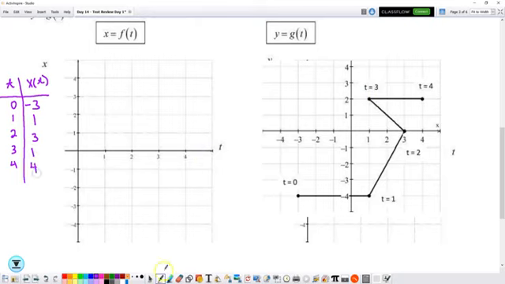So I'm just going to plot those points, t, and you see what used to be my y-axis now says x. What used to be the x-axis now says t. So I have 0, -3. I have 1, 0, 2, 3, 3, 1, and 4, 4. I'm just going to connect those real quick.